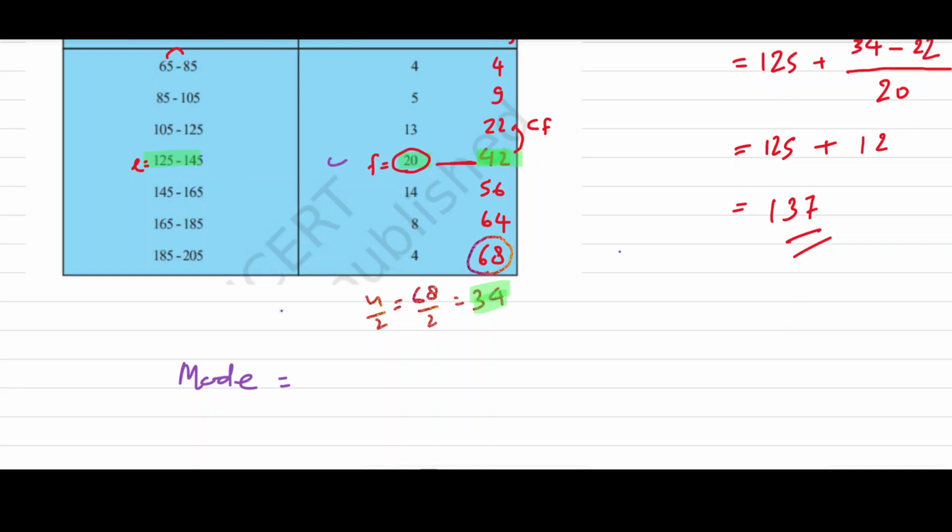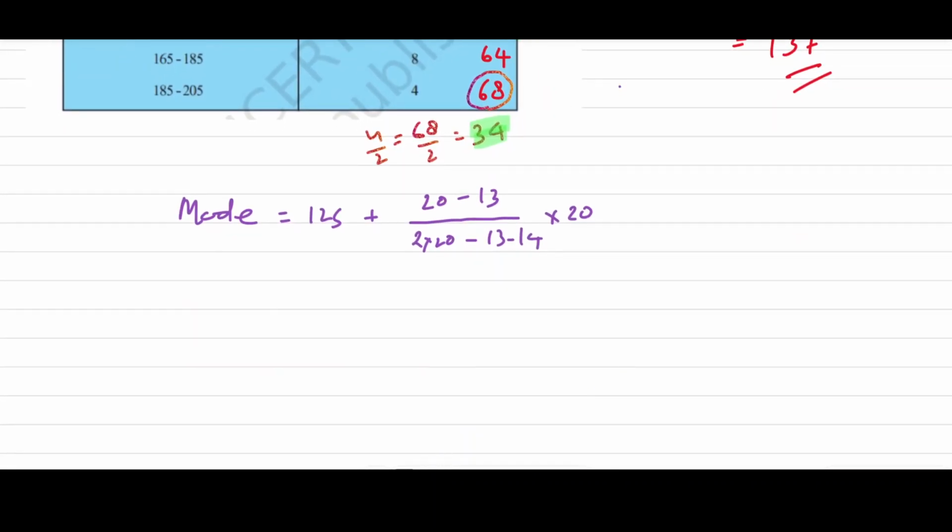So here L will be taken as 125. Then what do we write? F1 minus F0. This will be F1, that means 20. Now F0 is the previous term, so that will be 13. Now 2F1, 2 into 20, minus 13, minus 14. H, the size, will be 20. Now solve this. This is the whole understanding.